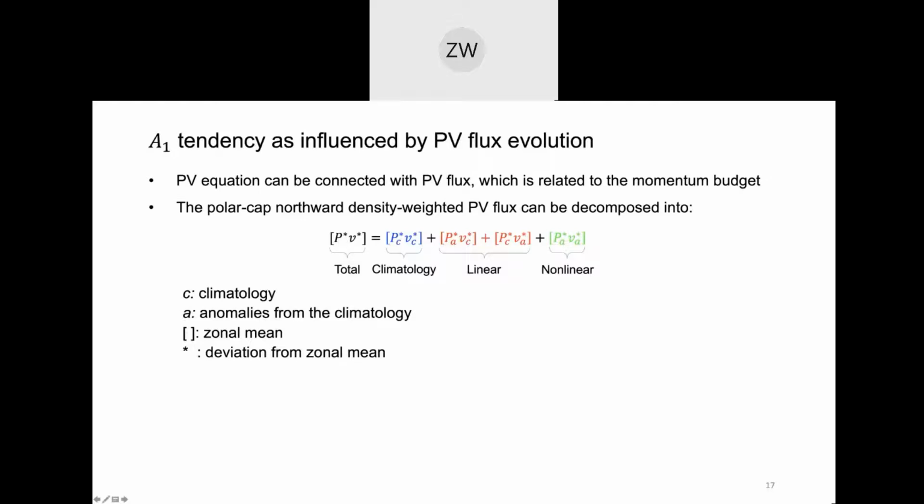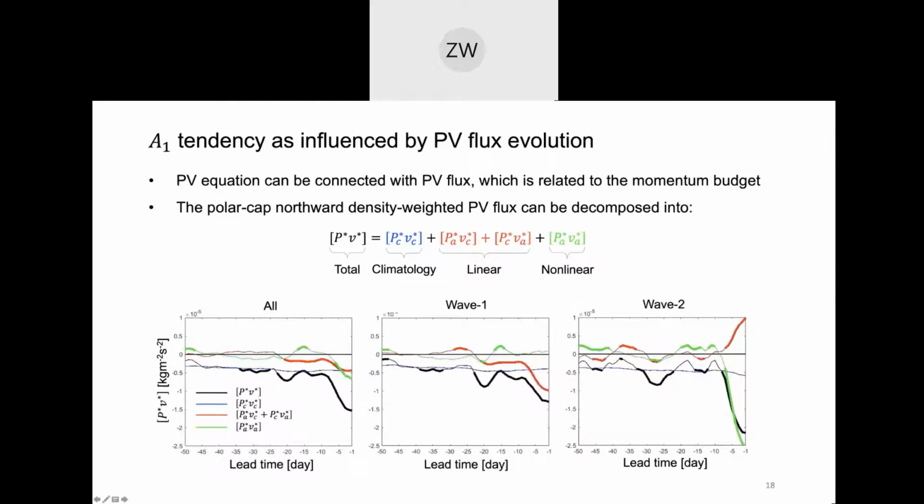The C represents daily climatologies and A represents daily anomalies. And the overbar is the zonal mean and the star is the deviation from the zonal mean. So we decompose the zonal mean PV flux into its climatological component, its linear component, and its nonlinear component. And then we show the time evolution before the SSW event for each of these terms for the composite of all SSWs, and for wave number 1 SSWs and for wave number 2 SSWs.